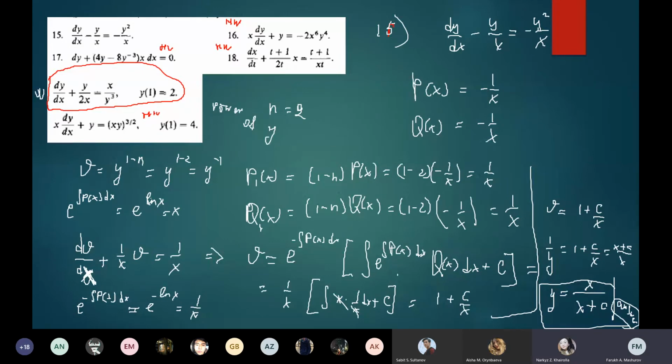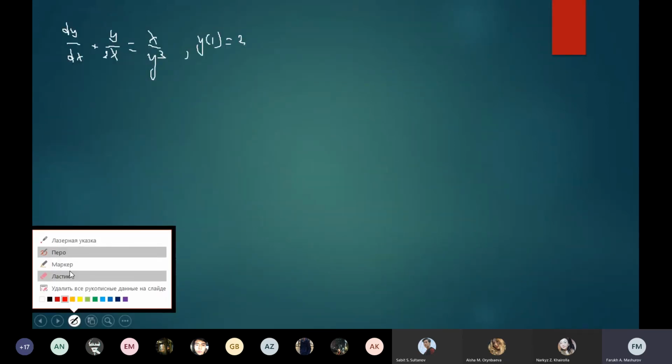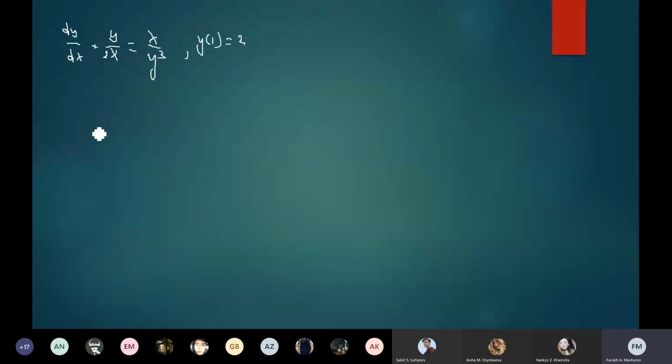dy over dx plus y over 2x is equal to x over y to the power 3. So here we have, as you see, this problem is called an initial value problem because we have special conditions on our function, yes. We call this differential equation, this problem, an initial value problem. Okay, let's solve this one.